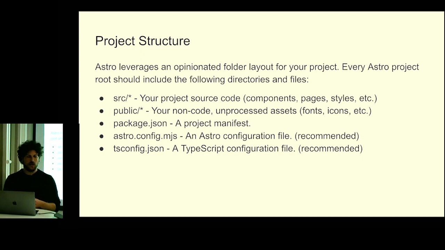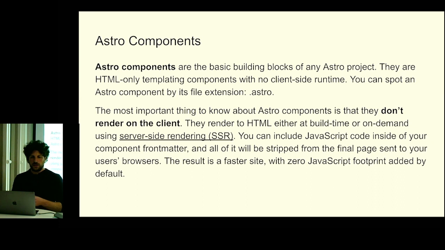So we have the SRC folder where we have the components, the pages and the style, the public folder where the unprocessed assets are, then the package JSON, the Astro config where we have the configuration for Astro, and then the classic TS config file. An Astro component basically is a component, as we know, as anyone who has had experience with React or Next.js or any other framework.